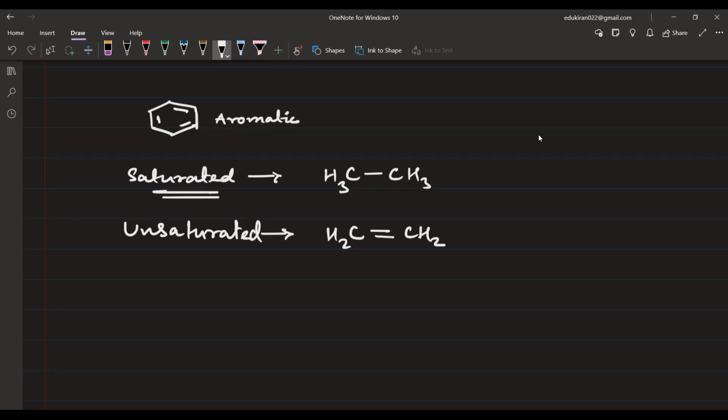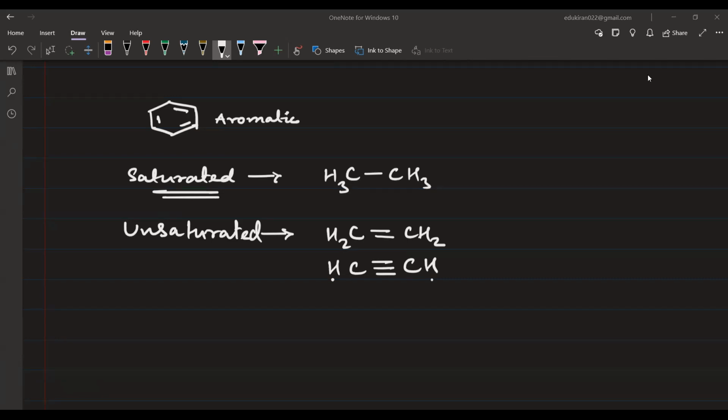Yes or no? Tell me. Yes, sir. Similarly, if you have carbon triple bond carbon, then here also what do we have? You have one hydrogen on each of the two carbon atoms. But what is the maximum? The maximum is 3. So this is unsaturated. We can add more hydrogens here.